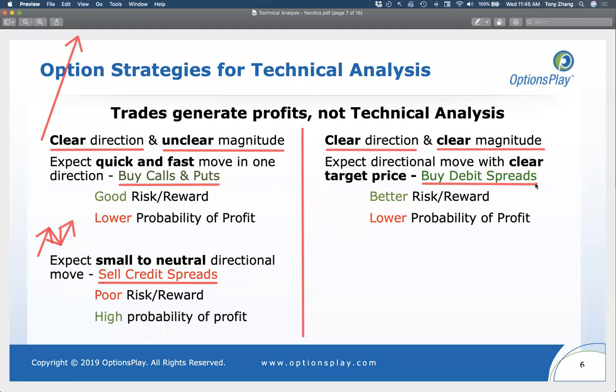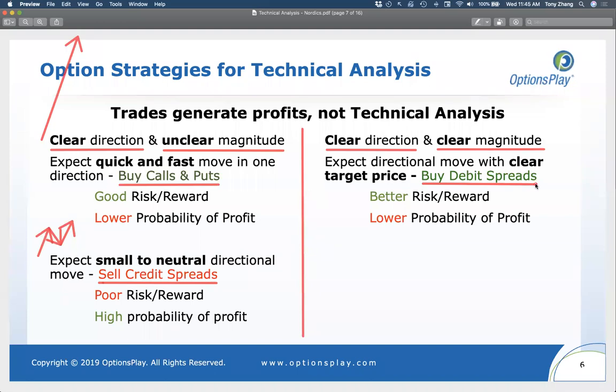Now, if you're not familiar with credit spreads or you're not familiar with debit spreads, I do have whole webinars on these 2 strategies themselves. So you can always go back and review those webinars. They're on our education page. I highly recommend that you go and watch those videos if these are new option strategies to you.